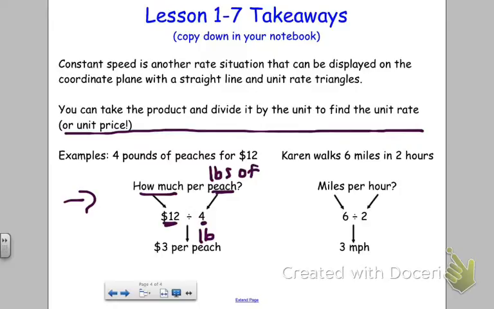Karen walks 6 miles in 2 hours. So again, we're thinking miles per hour. Figure out your miles, which is the 6, per hour, there's your 2, and then divide. 6 divided by 2 is 3. That way, you don't have to make a rate table.